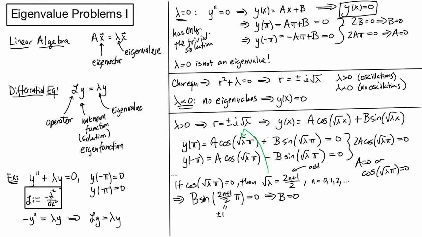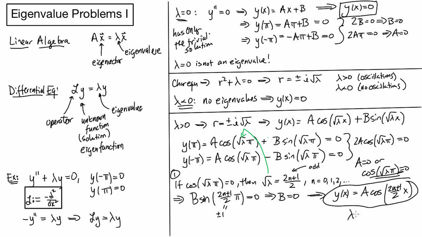So what I've discovered in this first case, where I let cosine be 0, is that I have a function of the form y of x is equal to a times cosine of 2n plus 1 over 2 x. I know that is a solution that corresponds to lambda being 2n plus 1 halves, where n goes from 0, 1, and 2. So all of those are possible solutions corresponding to these lambdas in that case.